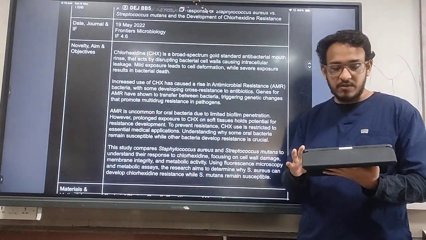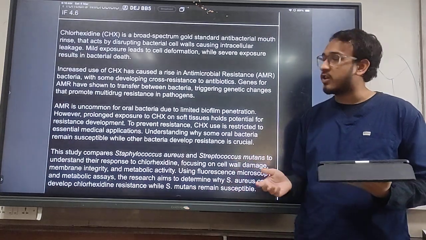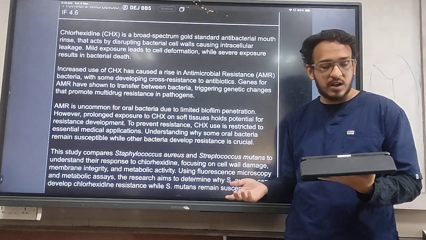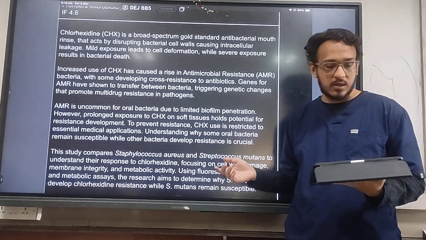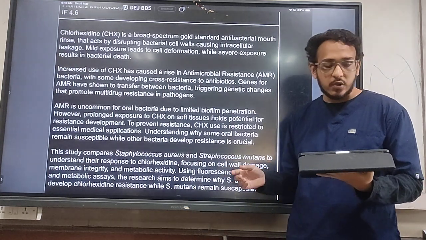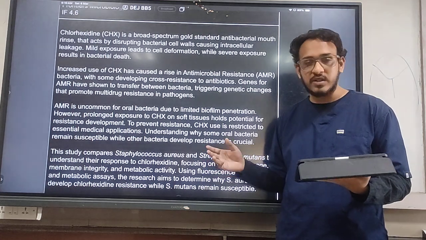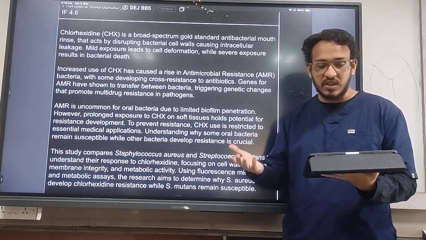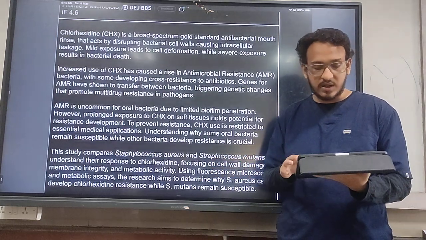So firstly, we'll talk about what is chlorhexidine. Chlorhexidine is a broad spectrum, gold standard antibacterial mouth rinse that acts by disrupting the bacterial cell wall, causing intracellular leakage. So mild exposures of chlorhexidine to the bacteria can lead to cell deformation, whereas the severe exposure can result in a bacterial cell death.